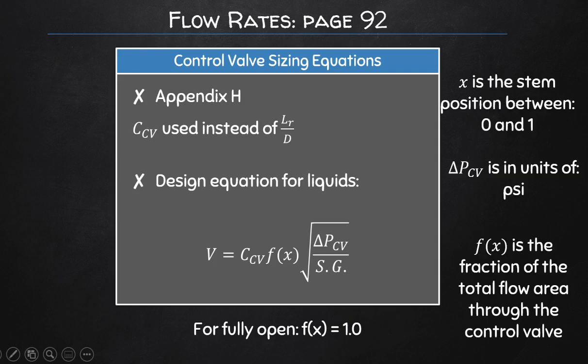The delta PCV is just the pressure drop that exists across the control valve. However, this is in units of PSI, so just be careful of the units when you're dealing with this equation. X refers to the valve position and takes on a value between 0 and 1, while f of x is the characteristic flow area of the valve that is dependent on the actual construction and operation of a valve, as well as the type of valve that we are dealing with.